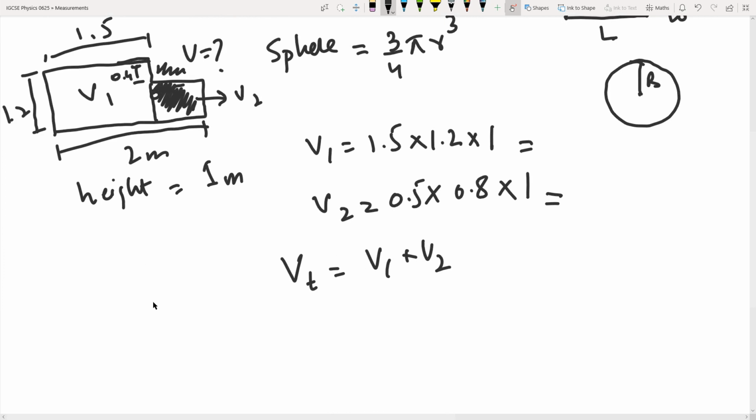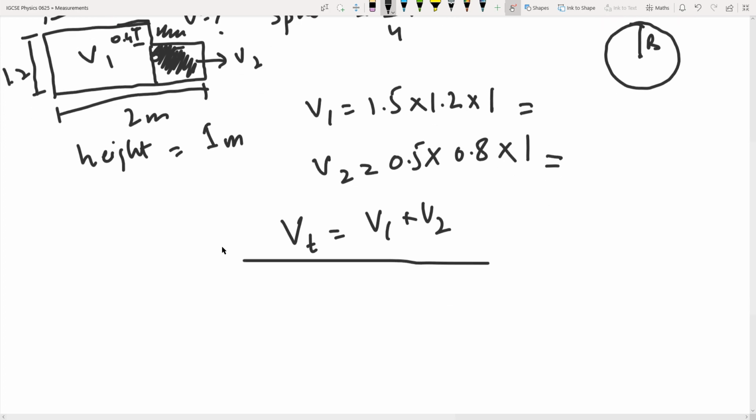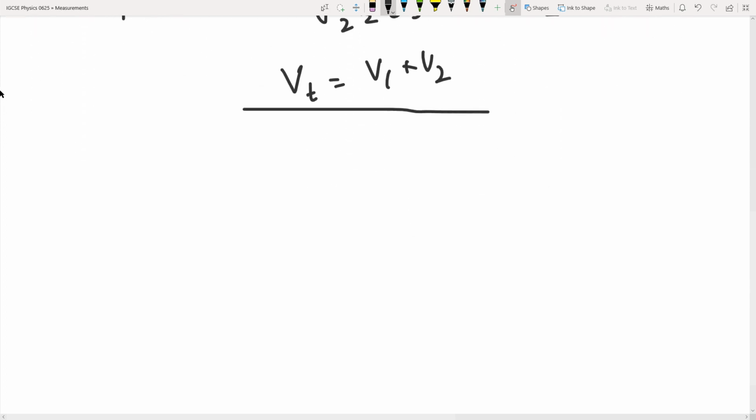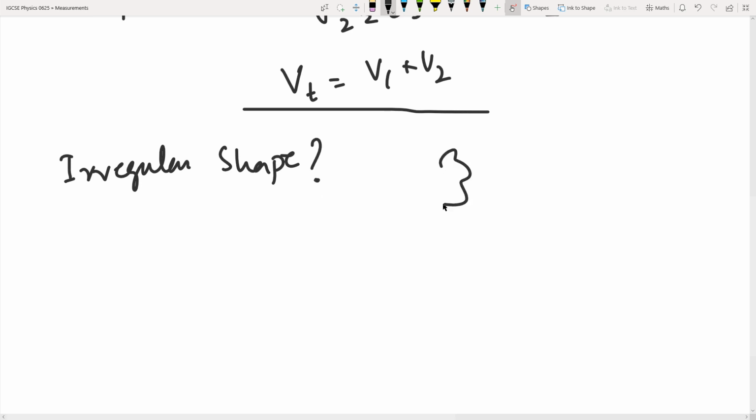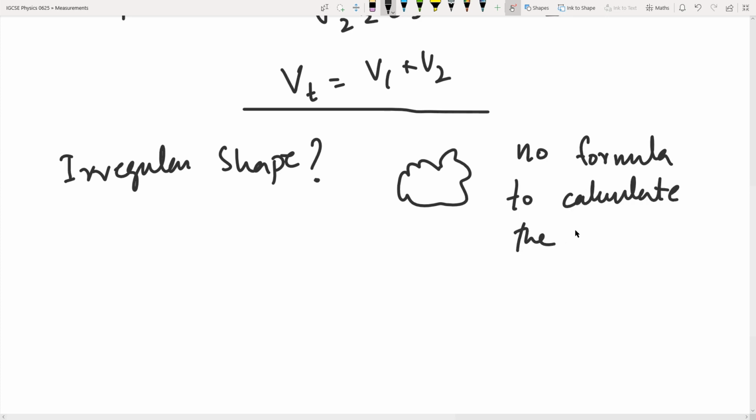Now this is a method for fixed shaped objects, but what if I have an irregular shape, right? How can I work on irregular shapes? Let's say this is the object. Now there's no formula which can help you, no formula to calculate the volume. So now here we have a problem. We cannot use any formula because it's an irregular shape, right?